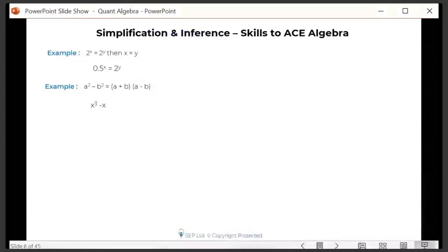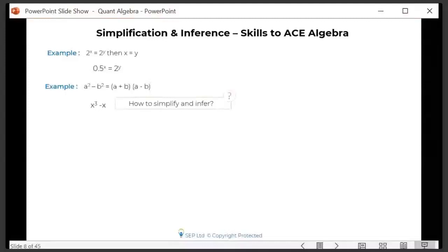Similarly, you may come across a formula like this, right? It's a standard formula, a square minus b square is (a plus b) times (a minus b). And all of you know this formula. But how many of you, when you come across an expression like x cube minus x, actually realize that this is an application of the formula given above? And that's very important for you to be able to do.